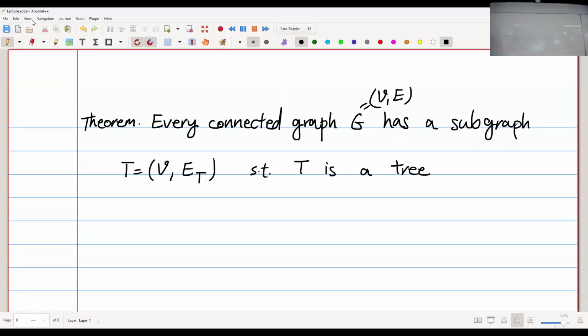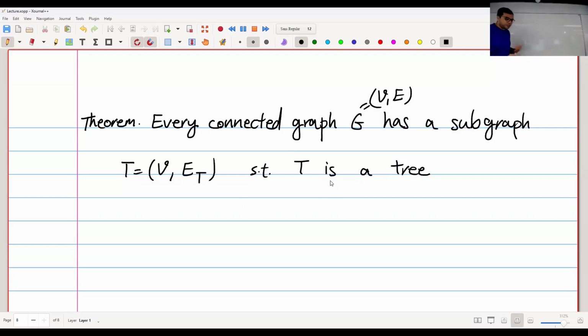What I'm saying here is that if I give you any connected graph G, there is a subgraph that has all of the vertices, but not necessarily all of the edges. So it's obtained by removing some of the edges. And it's a tree. So every connected graph contains in it at least one tree that connects all of its vertices together. Okay. And I'm not saying this T is unique. You might have many such T's, but there is at least one. Why is this the case? Now, we can give many different proofs of this.